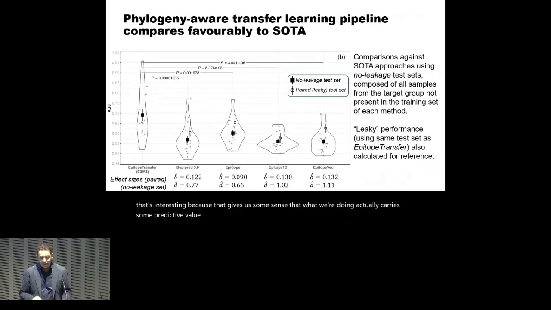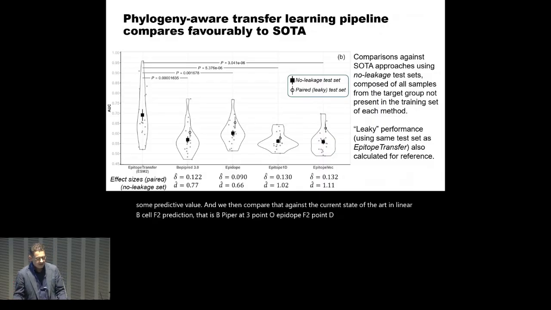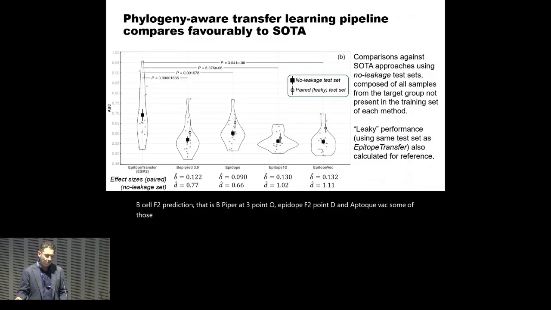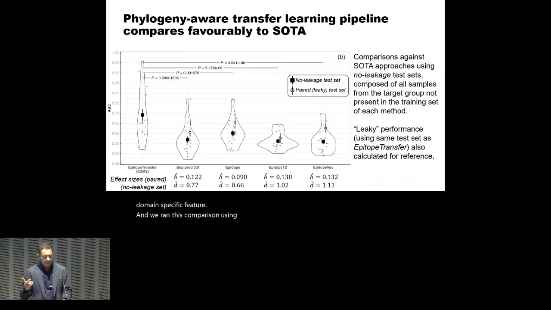And we then compare that against the current state of the art in linear B-cell epitope prediction. That is BPyPred 3.0, epitope, epitope 1D, and epitope VEC. Some of those are deep learning based. Some of those are engineered feature, kind of domain-specific feature based. And we ran this comparison using two comparison data sets. One is the same test sets, the paired test set, which is the standard practice.